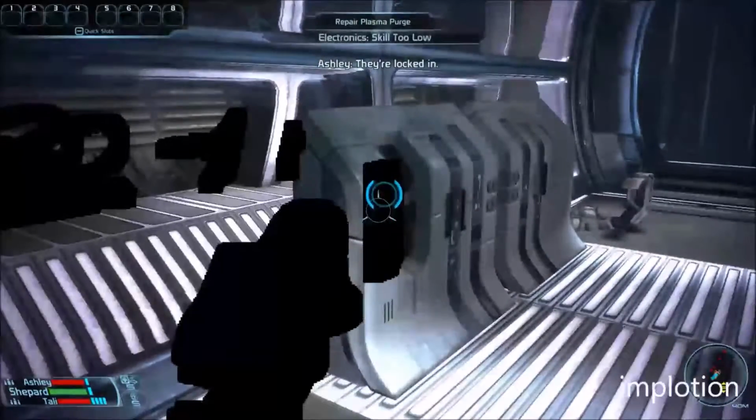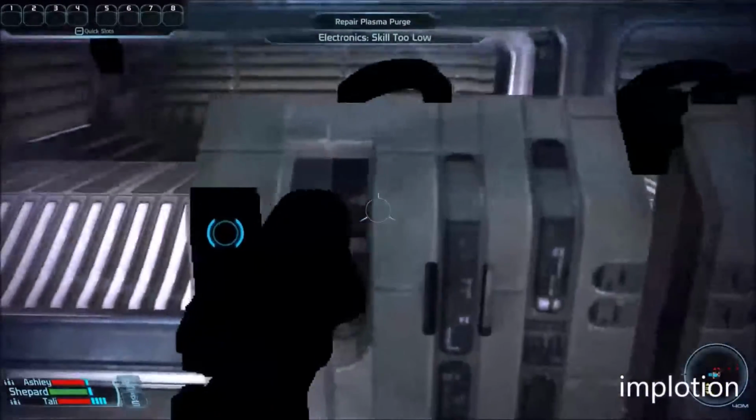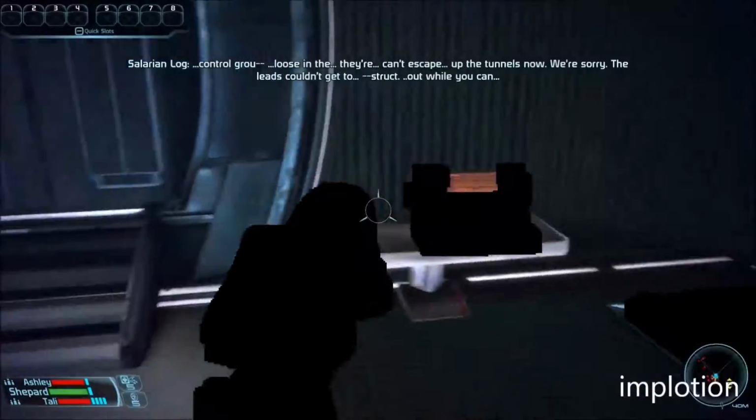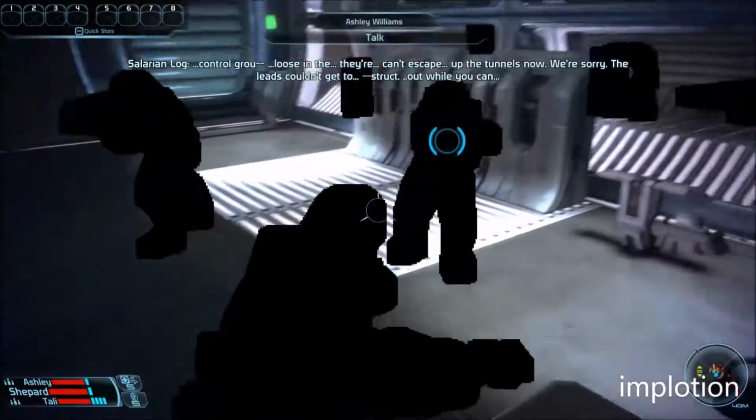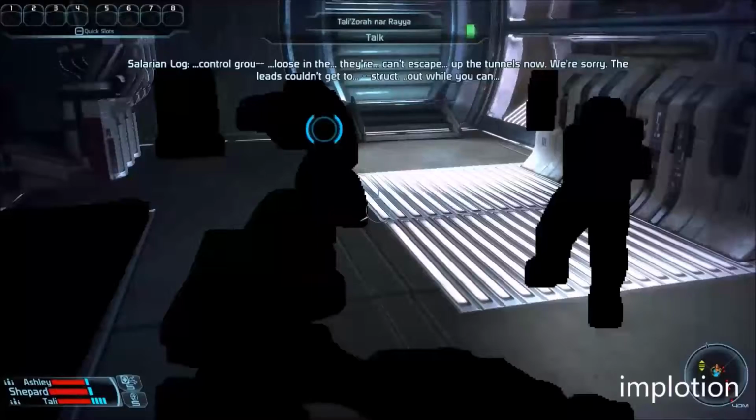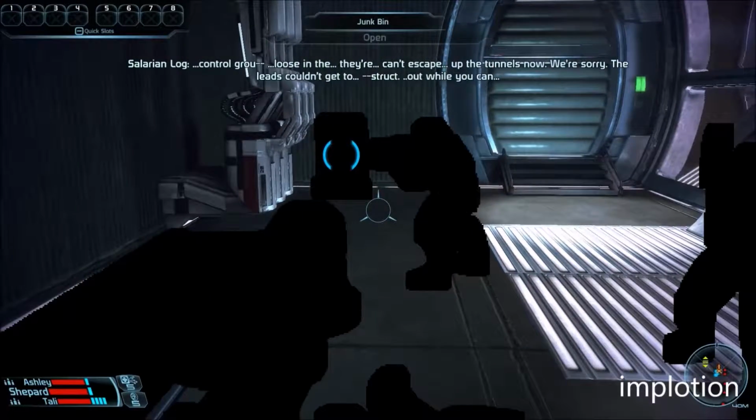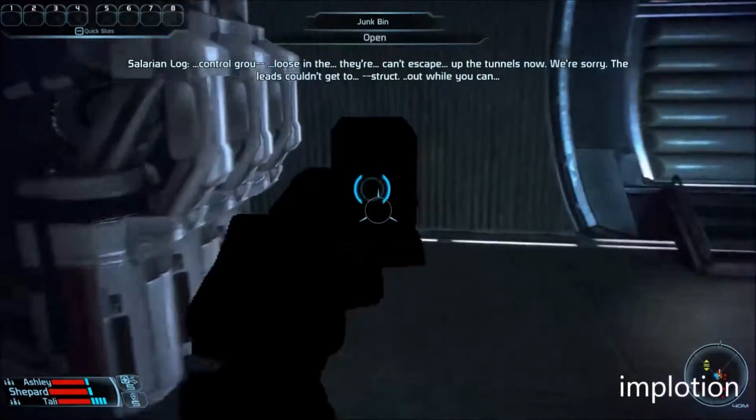They're locked in. I could... Take cover! Control group, loosen them. They're in... Can't escape. The tunnels now. We're sorry. The leads couldn't get to the struck. Get out while you can.